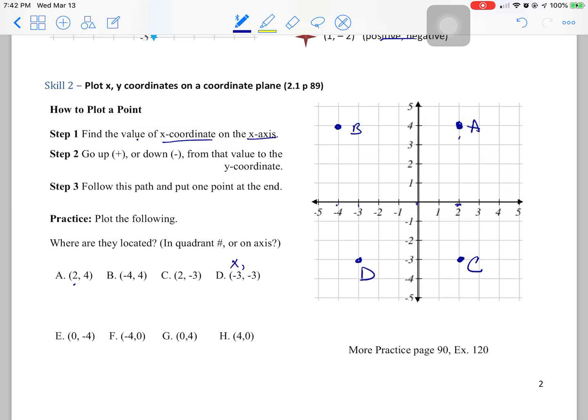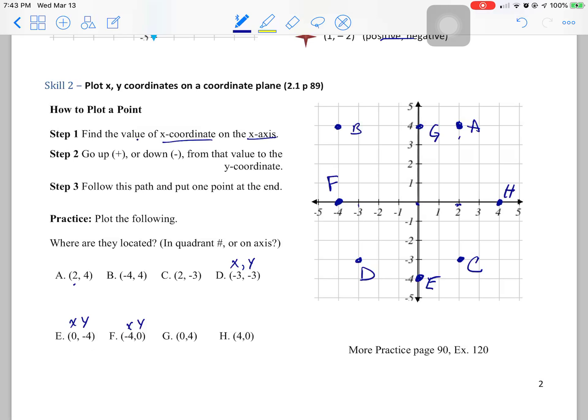So we're always doing x, y. We're always finding that x first. It gets a little tricky when things are 0, so let's be careful with that. This is my x, this is my y. So when I go find my y, I'm staying in the middle. And in this case, I go down 4. So right here is my E. The next one, that's the x and that's the y. That means go find -4 and then don't go up or down. So that's the F. The G is (0, 4). So 0, stay here, and then go up to 4. And then H is 4, go over to 4, and then stay there.